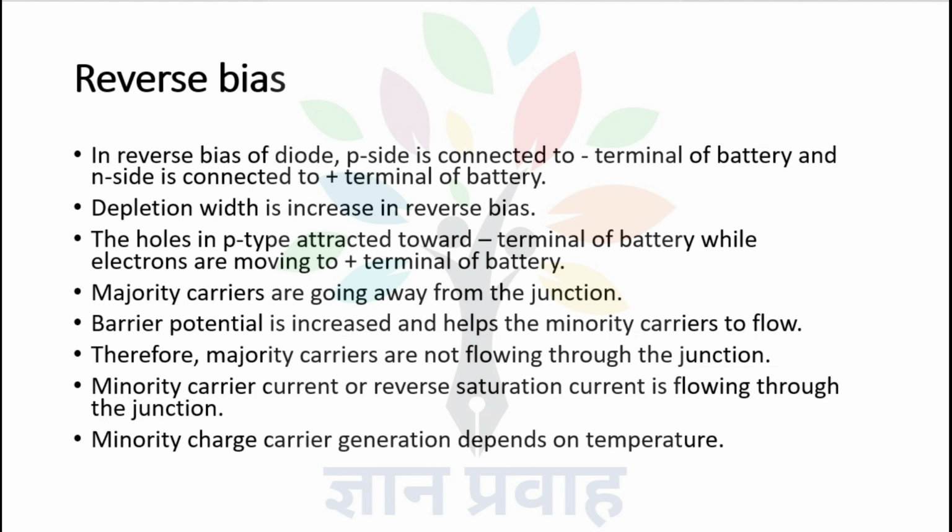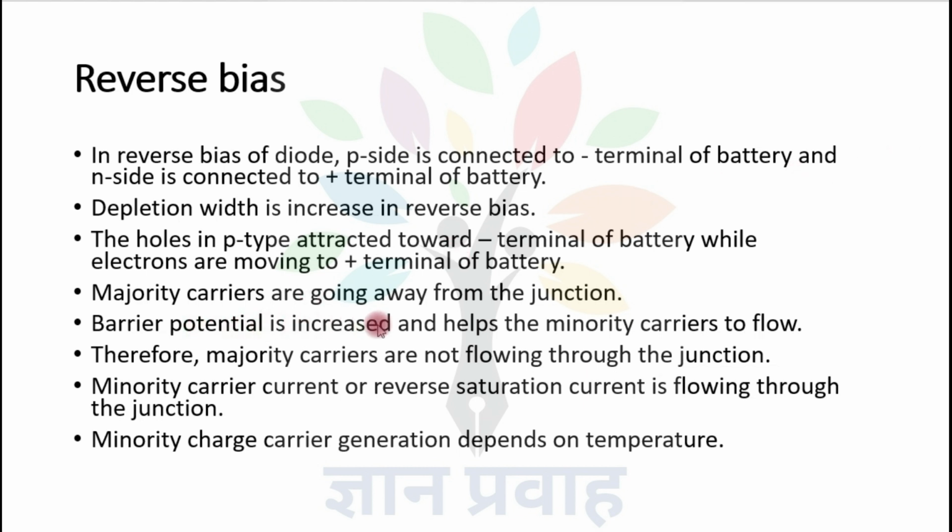Another biasing is the reverse bias. A reverse bias of a PN junction diode is the biasing when we connect the battery negative terminal with the P side and the positive terminal with the N side. In this case, the width of the depletion region increases because holes and electrons move towards the battery terminals, since the battery terminals are oppositely connected to the N side and P side materials.